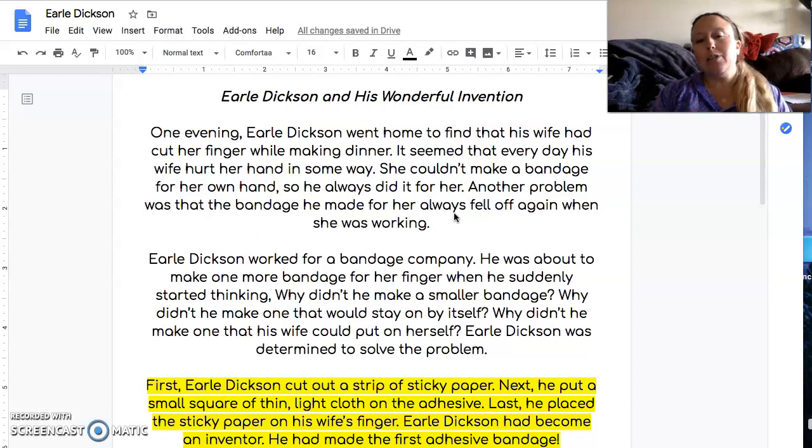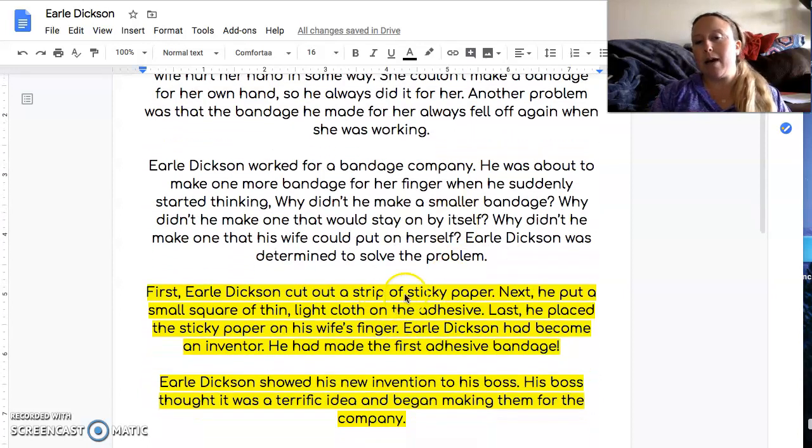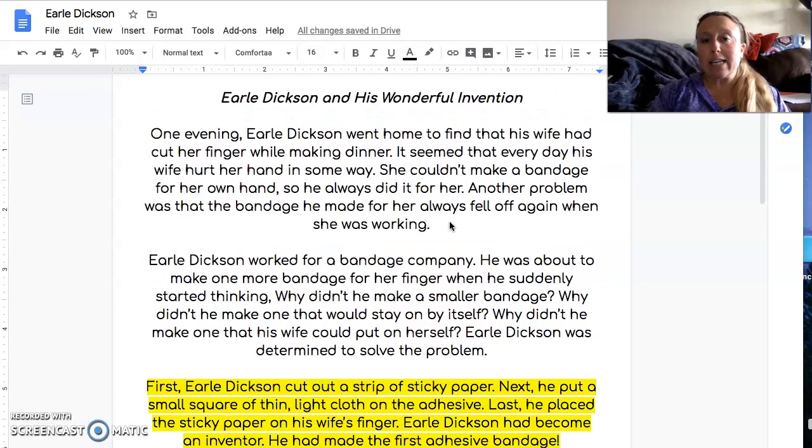So as I read, you will probably notice that there are some highlighted parts to the story, and that will be explained later. So for right now, you're either watching this or you've printed out this reading so you can do it along with me, or you're reading on your own at this point. Any of those things are okay. But just in case, here I am.